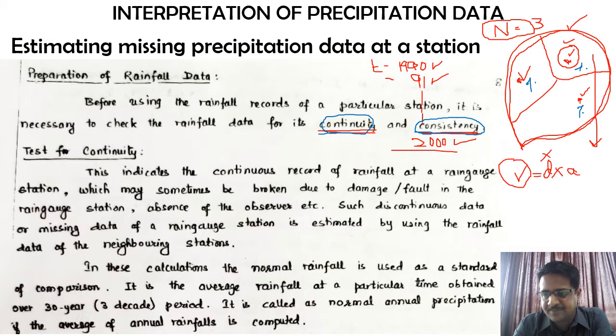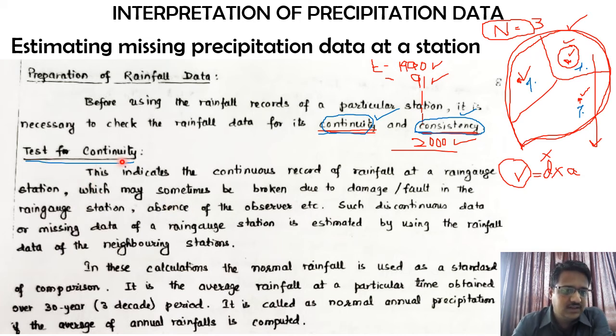So based on the 3 steps that we discussed earlier in the previous slide, we are going to study the continuity and consistency part. Okay, so first let us check the test for continuity.